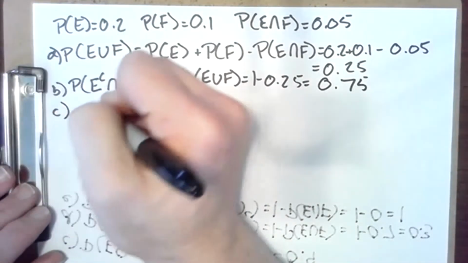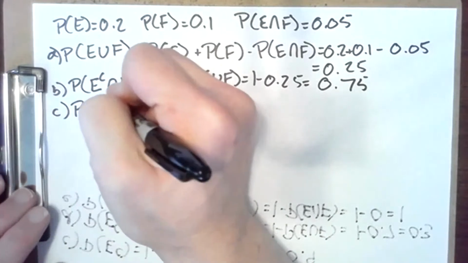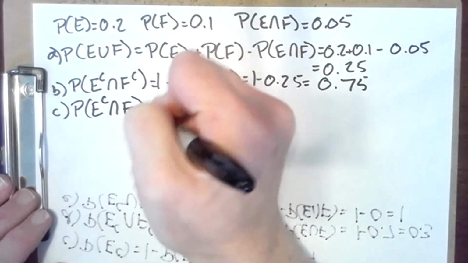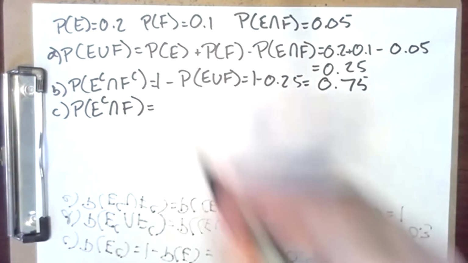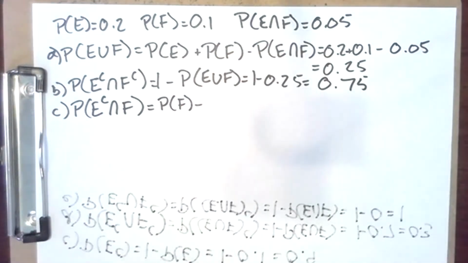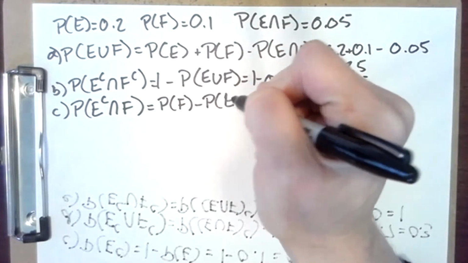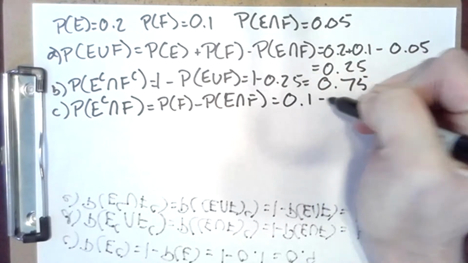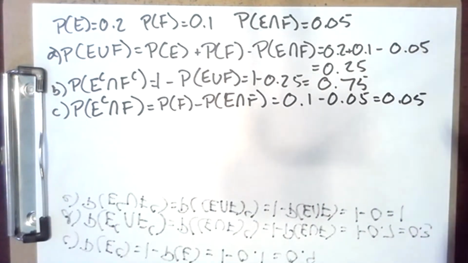Finally, for C, we're looking at the probability of the complement of E intersected with F. Well, that's just F, the probability of F, minus the probability of their intersection. So that's 0.1 minus 0.05 is 0.05.